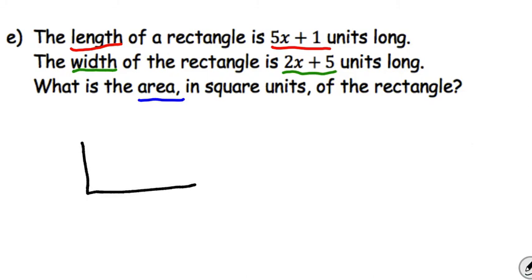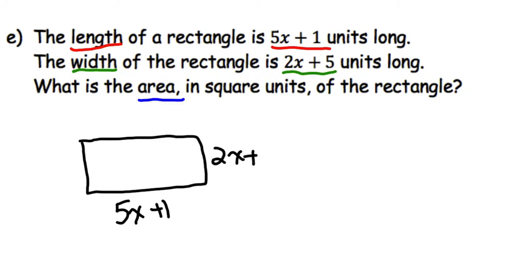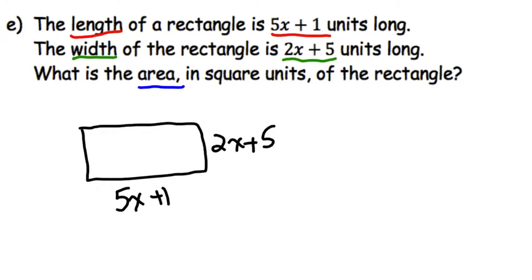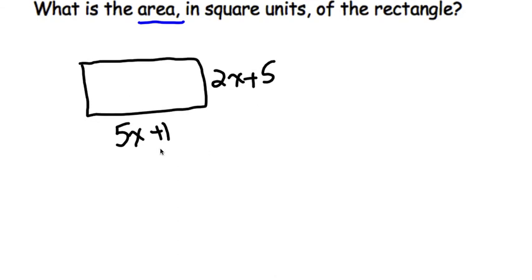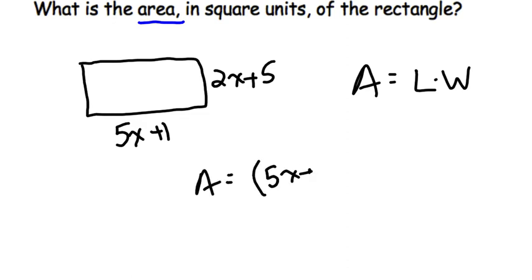So here's my rectangle. I'm just going to draw a rectangle. I know that the length, we'll call this the length, doesn't really matter, 5x plus 1. And I know the width is 2x plus 5. Okay, so I can scroll this up because I have my information written down here. I don't need my problem. So if I'm finding area, remember area is just length times width. We're just going to multiply those. So if I'm finding the area here, I'm going to say length is 5x plus 1. And I know my width is 2x plus 5.